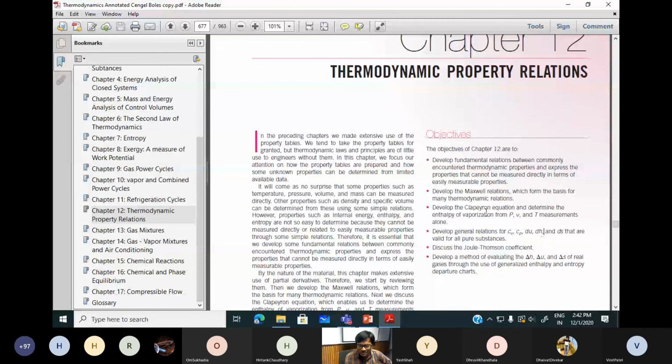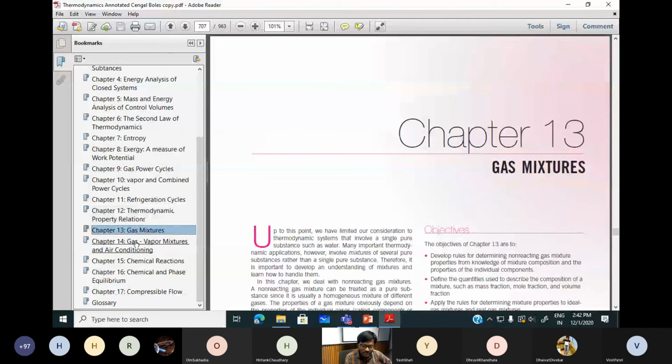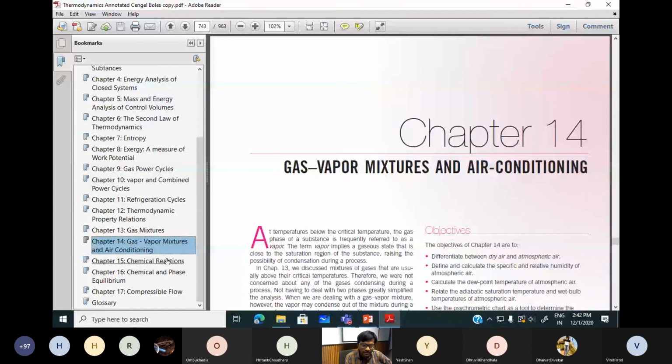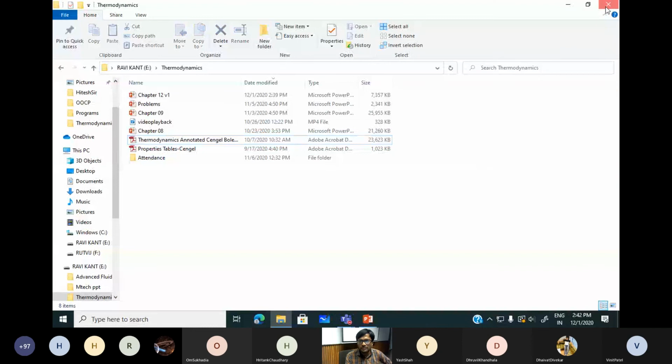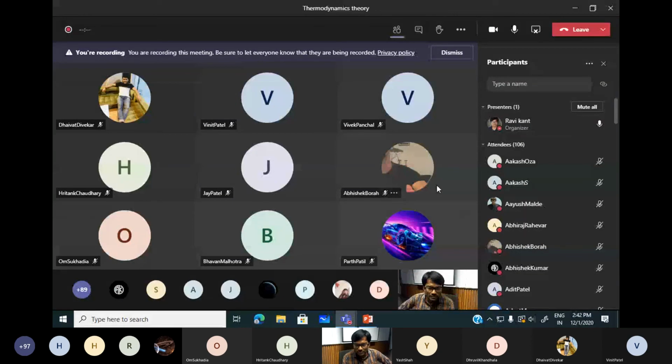Things are in shape now. So I'll take gas mixtures and gas-vapor mixtures in conjunction, and then chemical reaction. Okay, fine, and that will conclude your whole course. After finishing this, we'll try to take up more tutorial classes. You should tackle more numericals.